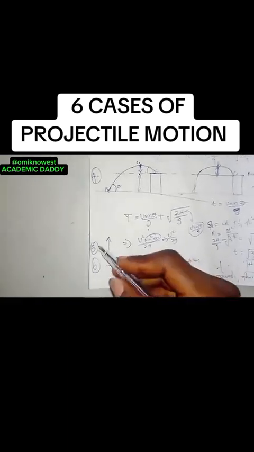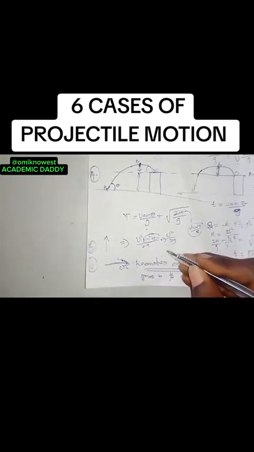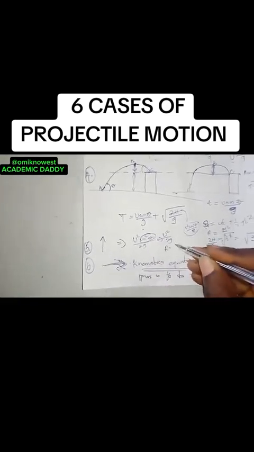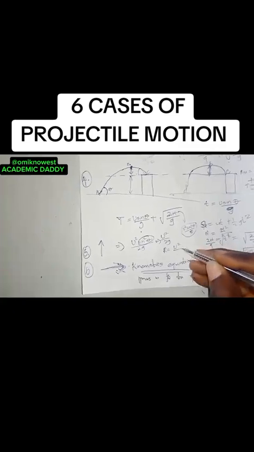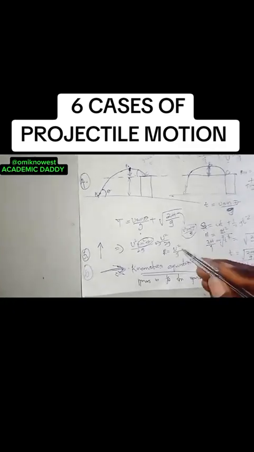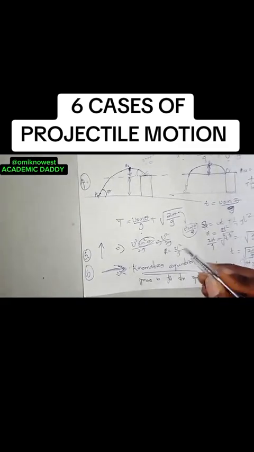So I'll still make a video on case 5 and case 6. The range in this case will simply be u square over g. You remember that range is u squared sine 2 theta over g, so it will simply be this.